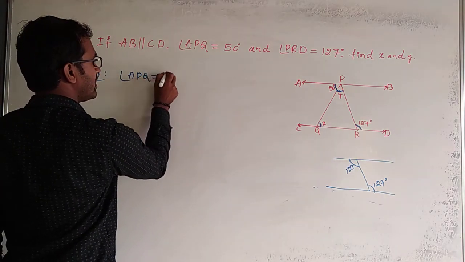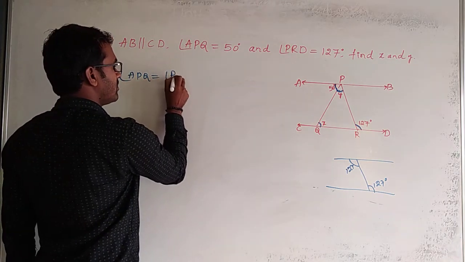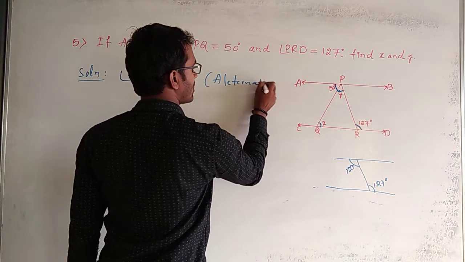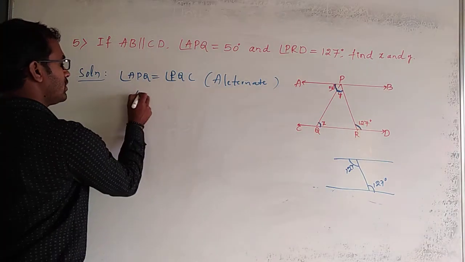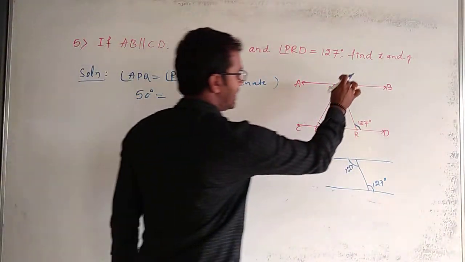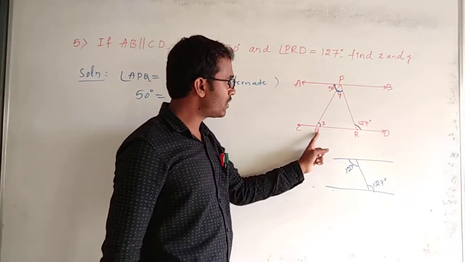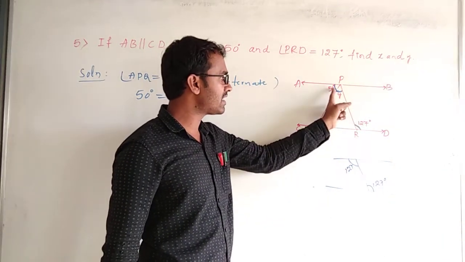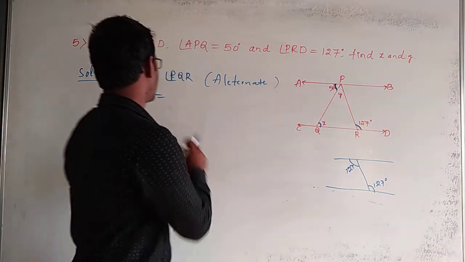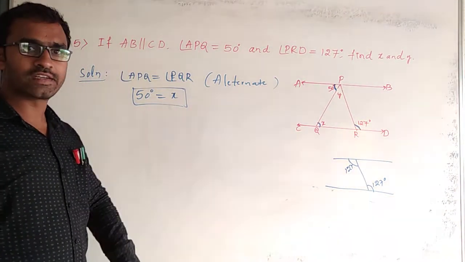angle APQ equal to angle PQR. Both are alternate interior angles, therefore angle APQ equal to 50 degree, this is equal to PQR. This angle equal to this angle. Both are alternate angles. This is 50 equal to PQR. PQR equal to x. Therefore, x equal to 50.